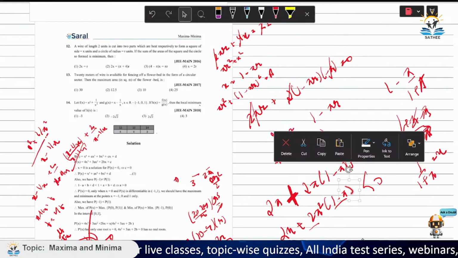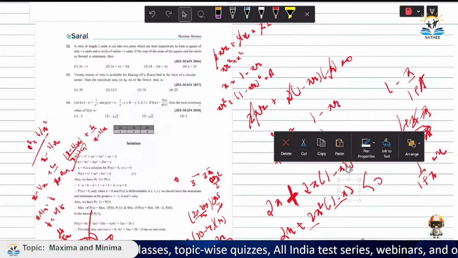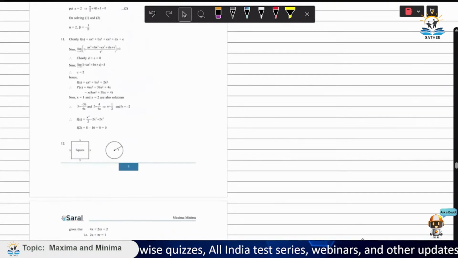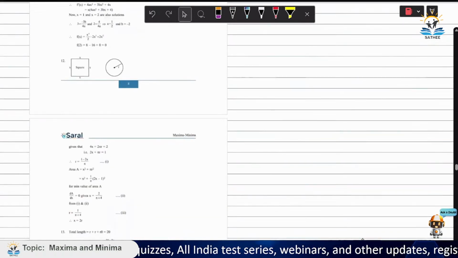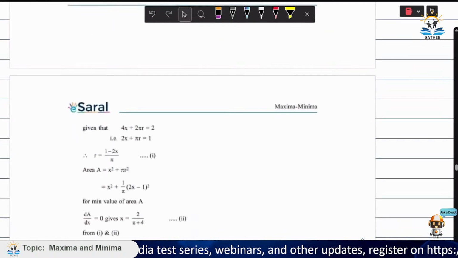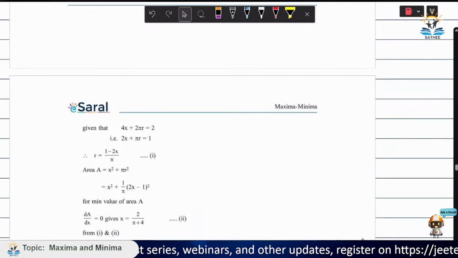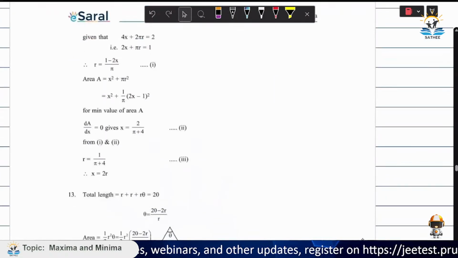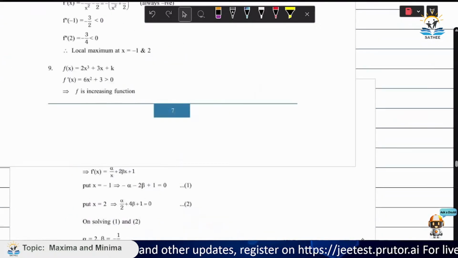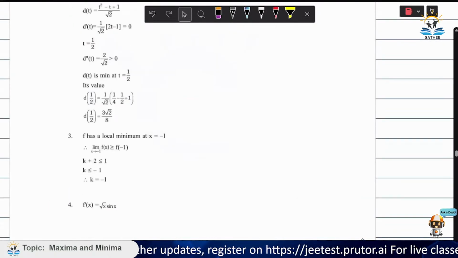So as we can see, it was cut into two pieces, right? So 2 pi r plus 4x. Let me just go through the solution. We'll go through it step by step. Okay, this is exactly what we did. Then we calculated r, and then the area. Okay, so we got this relation, right? So this is understandable. And this was the solution, guys.